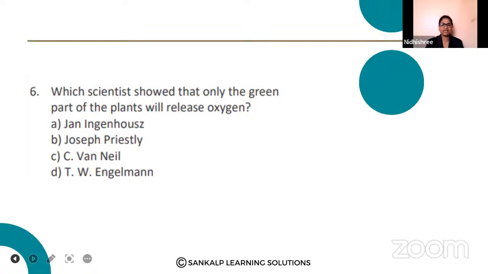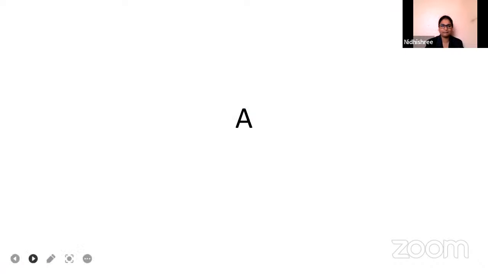So he was the first scientist who showed that only the green part of the plant will release oxygen. It was Joseph Priestley who said that oxygen is released. It was Jan Ingenhousz who said that the green parts of the plant will release oxygen. So the right option is option A.